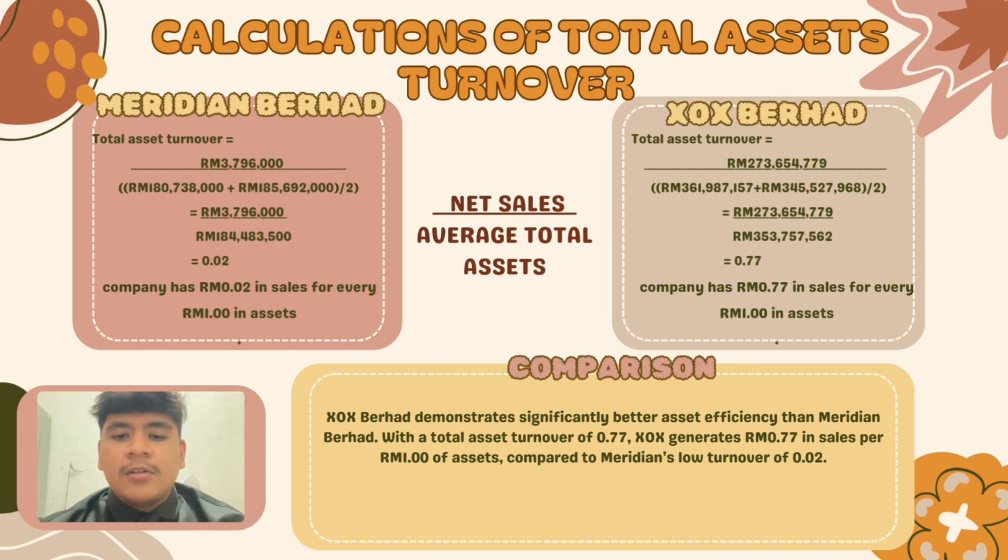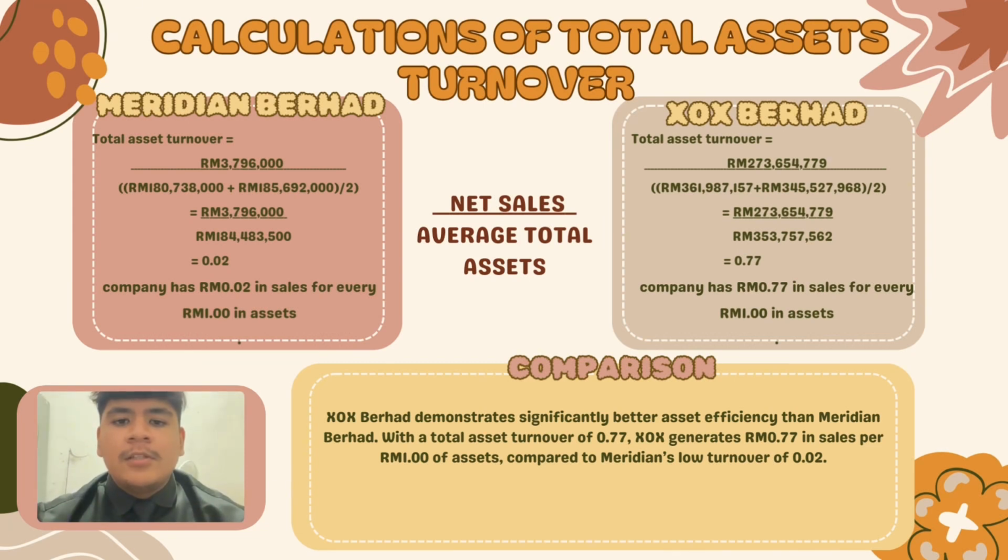Company has 0.02 ringgit in sales for every 1 ringgit in asset. Total asset turnover by SOX Berhad is 0.77. Company has 0.77 ringgit in sales for every 1 ringgit in asset.